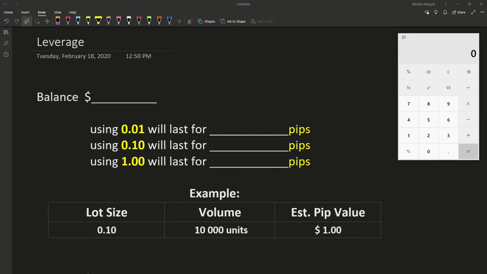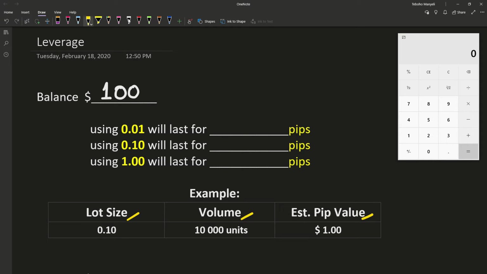Leverage. In this topic, we're going to understand the power that leverage has on your trading account. In order to understand this, let's take an example. Let's say maybe you deposit $100 in your trading account. By understanding certain factors like your lot size, your volume, and your pip value, we can then convert the same $100 into pips so that we can understand how many pips you have to work with.